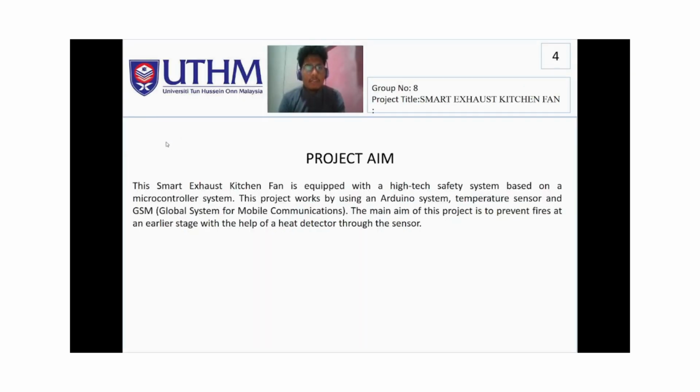So our project aim is that the smart kitchen exhaust fan is equipped with a high-tech safety system based on a microcontroller system. This project works using an Arduino system, a temperature sensor, and also GSM, which is the Global System for Mobile. The main aim of the project is to prevent fire at an earlier stage with the help of heat detection through sensors.